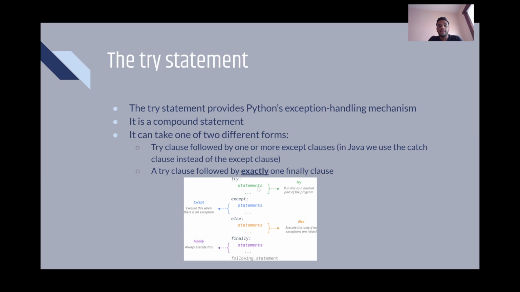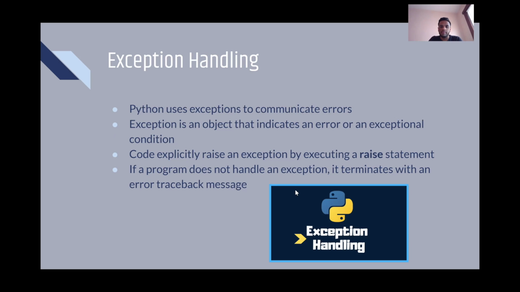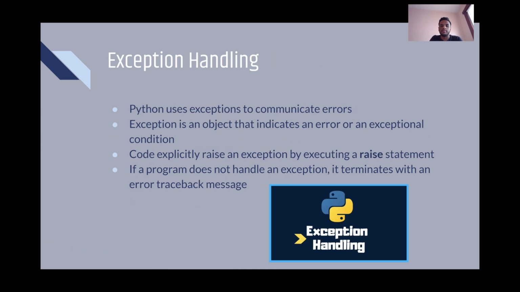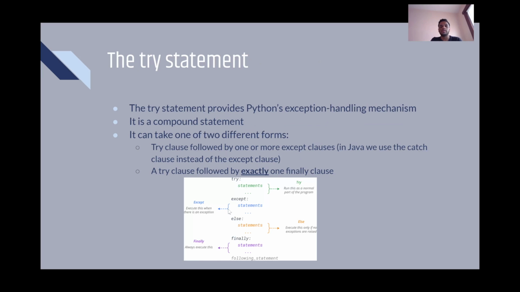And here's the formatting, right? So here's the try statement. It runs this as a normal part of the program. Try is the normal part. Remember in the previous slide, I talked about how it separates normal code from what you call exceptional code? This is what I'm really talking about in this picture right here. So here's the try. The statement under the try block says run this as a normal part of the program. That's the normal code.